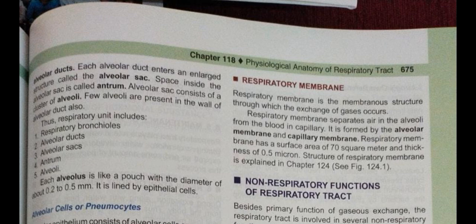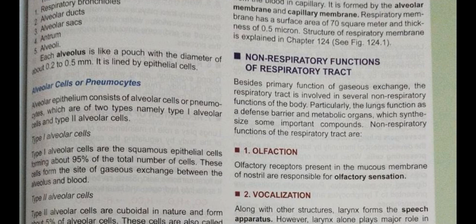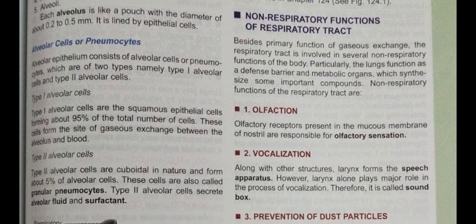Each alveolus is like a pouch with a diameter of about 0.2 to 0.5 mm. It is lined by epithelial cells. Then alveolar cells, or pneumocytes. The alveolar epithelium consists of alveolar cells or pneumocytes, which are of two types, namely type 1 alveolar cells and type 2 alveolar cells. Type 1 alveolar cells are squamous epithelial cells forming about 95% of the total number of cells. These cells form the site of gaseous exchange between the alveolus and blood.